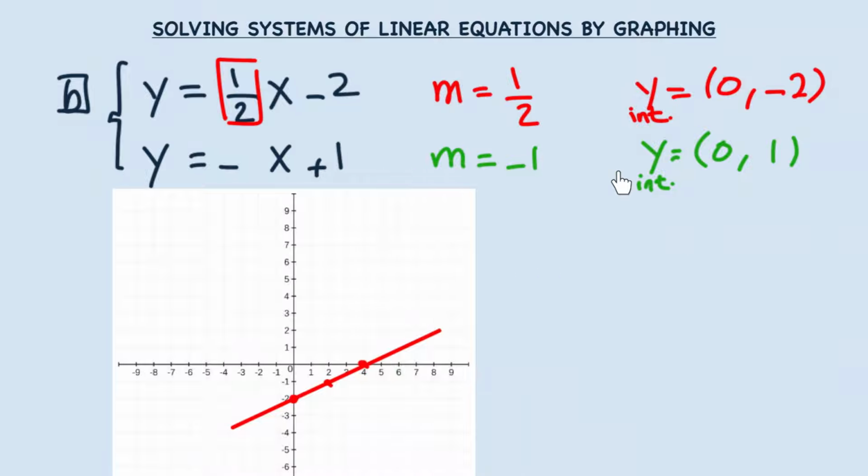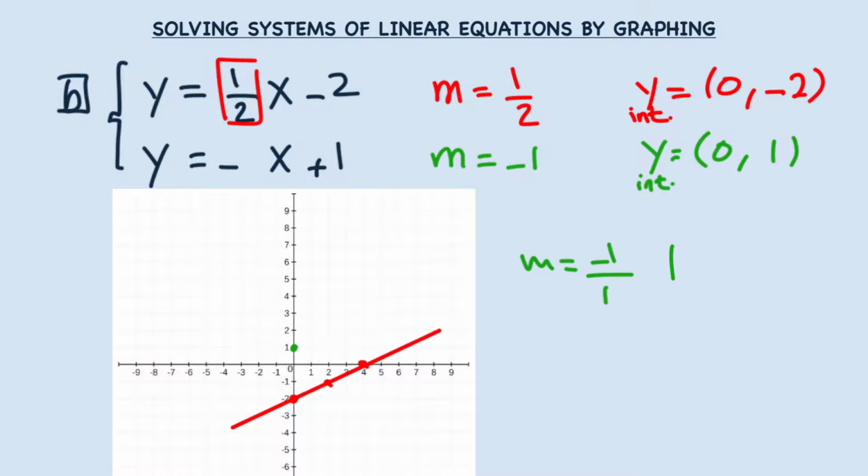Next, we have to repeat the same steps for the second equation. We will start with the y-intercept at the point (0, 1). This is 0 and 1, so the point will be here. And the value of the slope is -1. So the slope is -1, which is the same as -1 over 1.